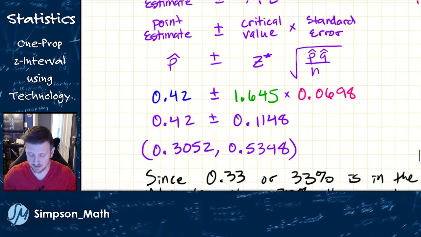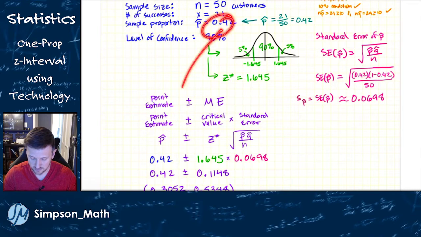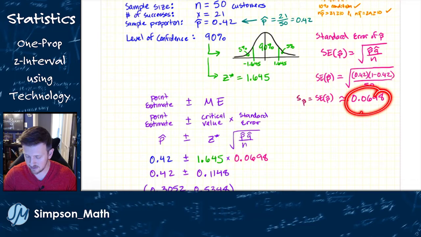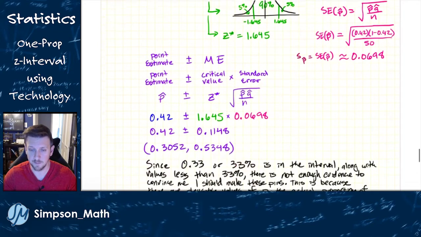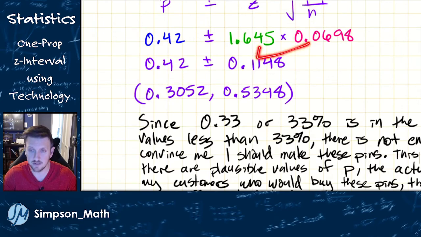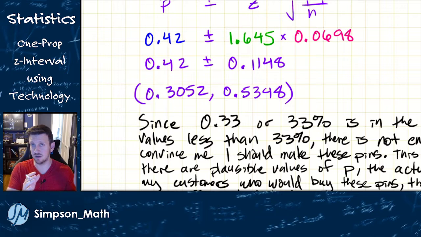So let's plug in those values that we found up here. Our p hat is this 0.42. This z star is 1.645, and the standard error is the 0.0698. So then all the math I have to do here is really to just multiply these two things together, and I get 0.1148. So that's my margin of error. This is a pretty wide confidence interval, because this is about an 11.5% margin of error. Times that by 2, 23 percentage points wide. So this is a pretty wide confidence interval.